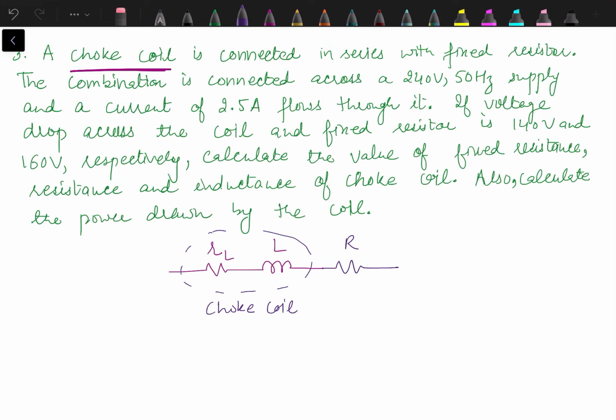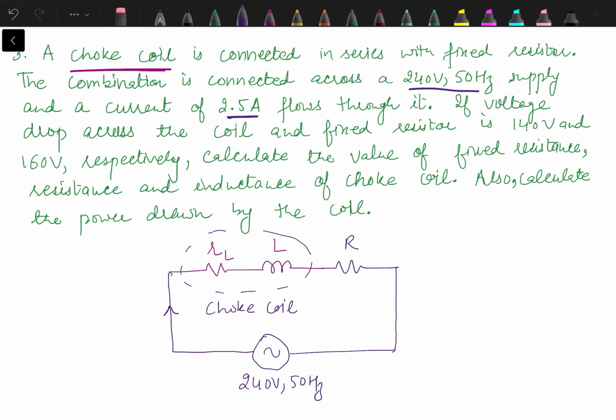Now the combination is connected to a 240 volt 50 hertz supply. So here we have an AC voltage source, 240 volt 50 hertz, and a current of 2.5 ampere flows through it. 240 volts, 2.5 ampere, these are the RMS values. If the voltage drop across the coil and fixed resistor is 140 volt and 160 volt respectively, so the voltage across the choke coil is 140 volt and across the resistance is 160. Calculate the value of fixed resistance and inductance of the choke coil, and also we need to calculate the power drawn by the choke coil.